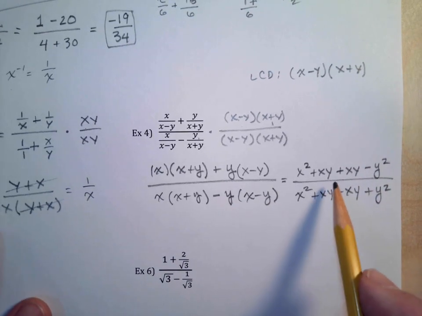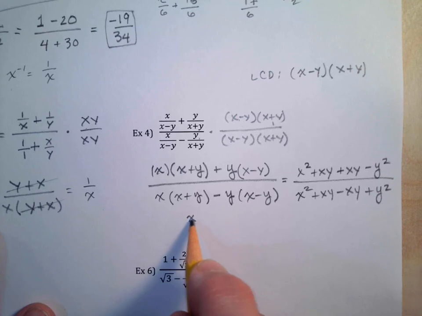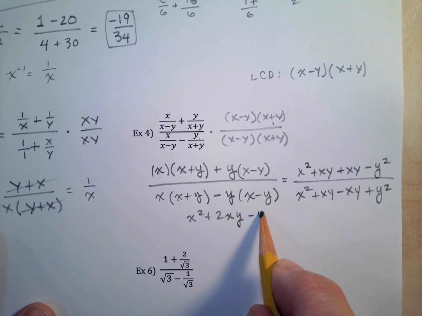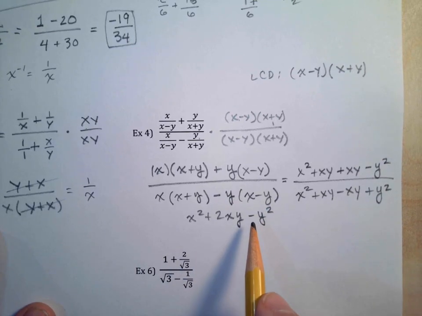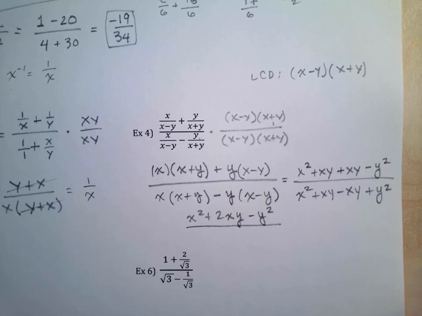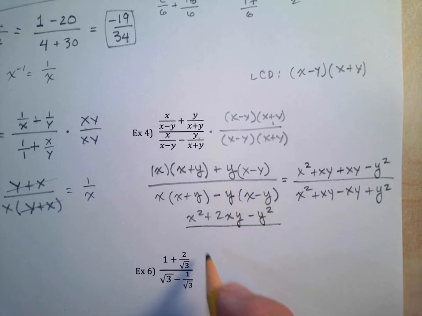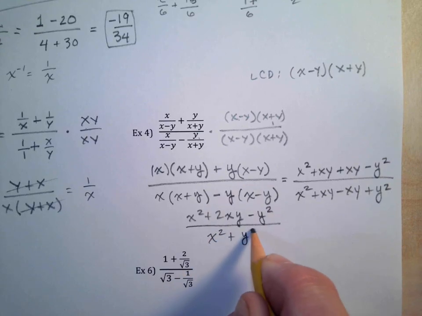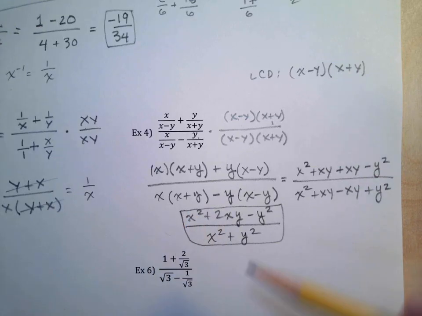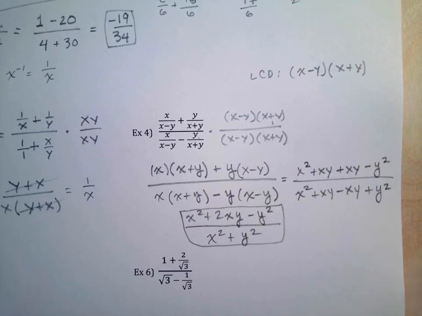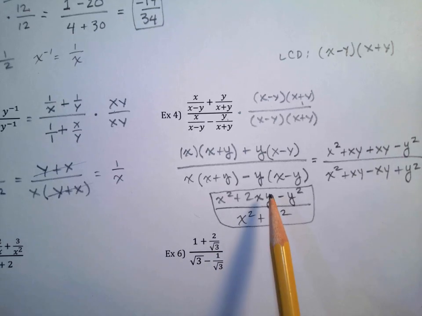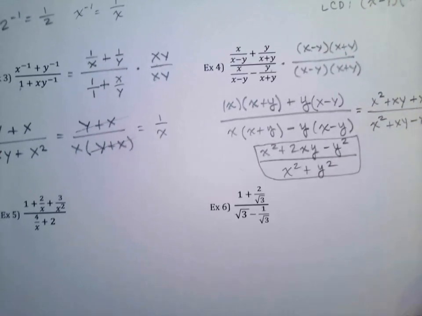All right, so let's combine like terms. On top, x squared plus 2xy minus y squared. It looks sort of like a perfect square trinomial, but this is a negative instead of a positive. And then on the bottom, the xy's cancel, and we get x squared plus y squared. So this would be our final answer. It feels like we should be able to cancel things sometimes, but we can't because these are parts of polynomials, not monomials. The bottom doesn't factor, the top doesn't factor, so there's no way to cancel anything else out.